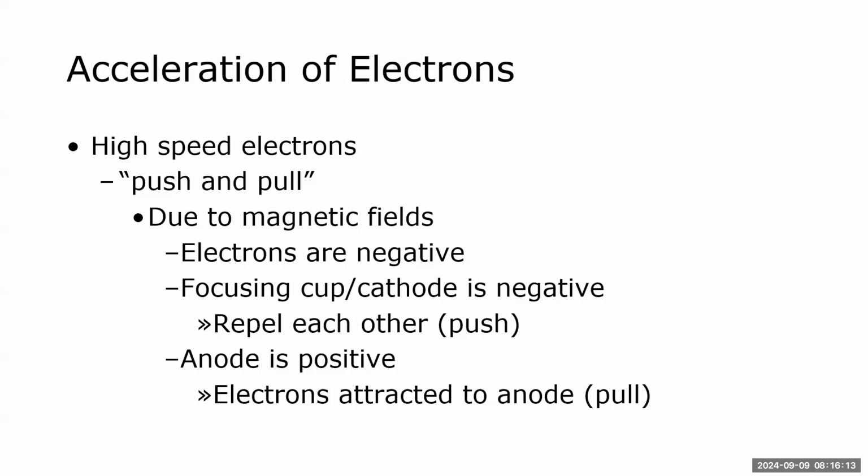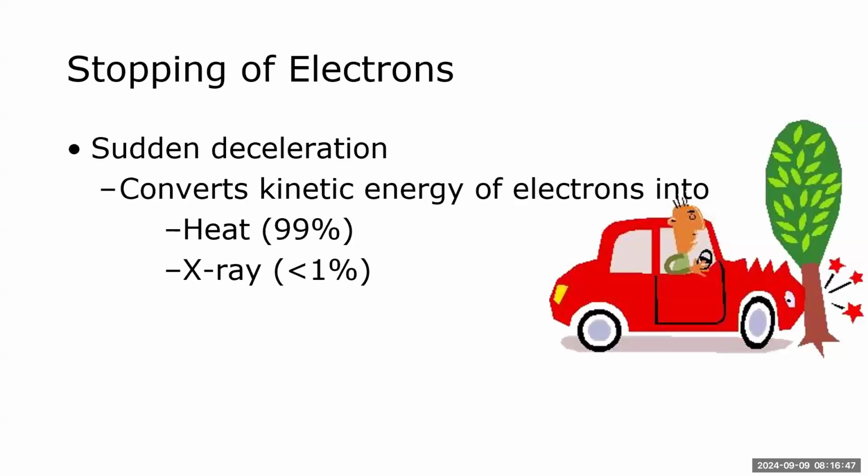So we have high-speed electrons. We have that push and pull effect going on because what do opposites do? Attract, right? So we have those electrons and the positive side of the anode. It creates this push and pull due to the magnetic fields. And so the electrons are sort of repelling each other and the anode is trying to attract them. So that's what creates this acceleration of electrons from the cathode over to the anode.